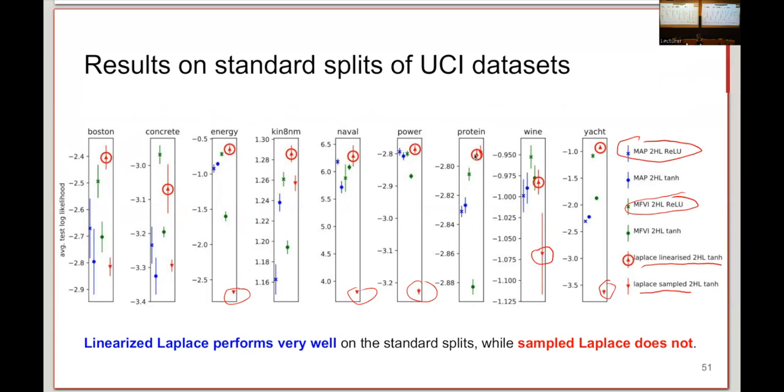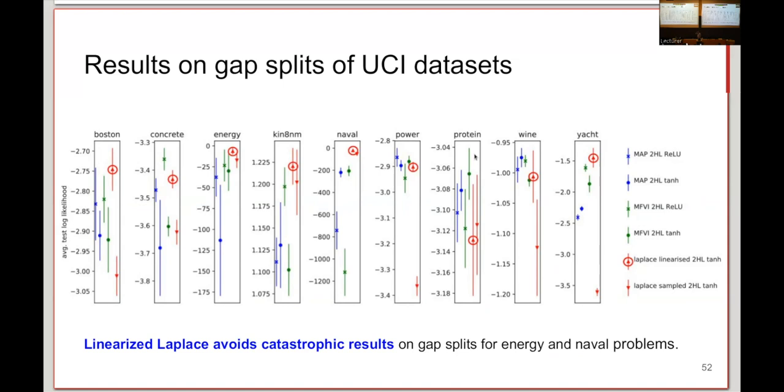So linearized Laplace seems to work quite well here in this case. It outperforms the sampled Laplace. In this work, there is also something quite interesting, which is based on splitting the data not in a traditional way in train and test sets, where you just split the data IID. We were considering some in-between uncertainty. We were considering gap splits.